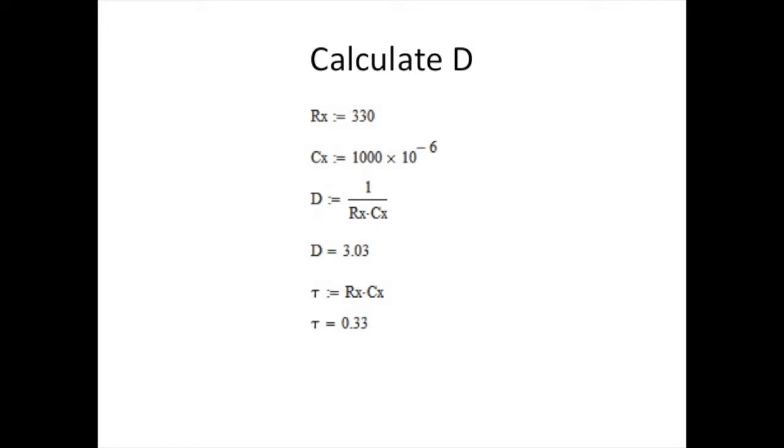Now in electrical circuits, it's a little bit more common to deal with the time constant for an RC circuit, which is simply 1 over the diffusion constant. In this case, it's about 0.33 seconds.